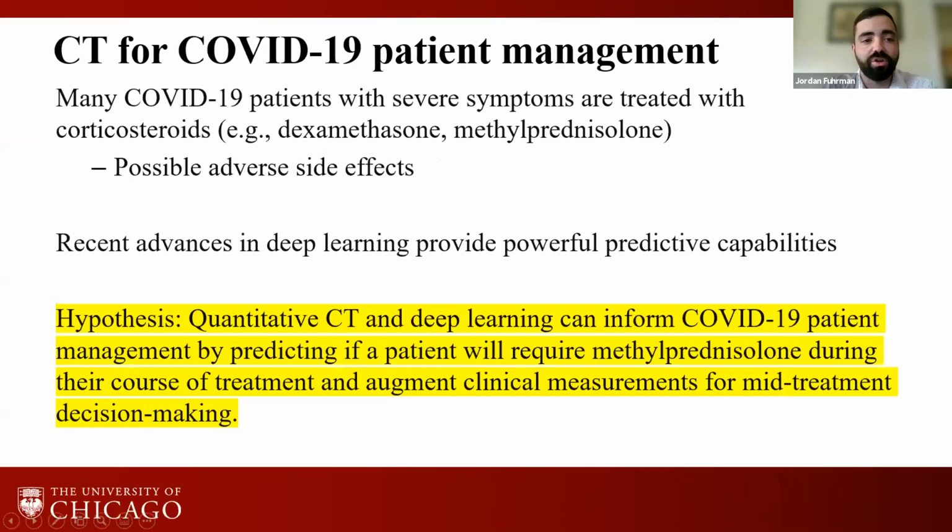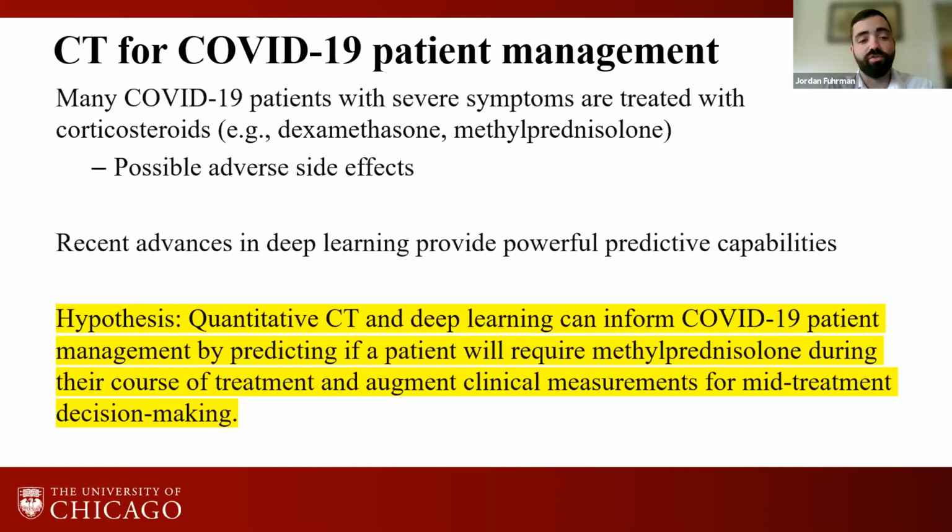So over the past year and a half, many clinicians have turned to the use of corticosteroids to treat those patients who experience very severe COVID-19 symptoms. For example, they've used dexamethasone and methylprednisolone, which have shown good performance for treatment. However, these corticosteroids often come with potentially severe adverse side effects, and so they should be used fairly sparingly.